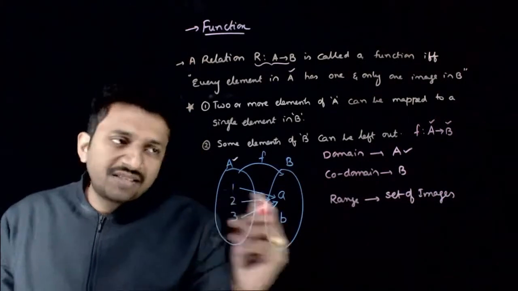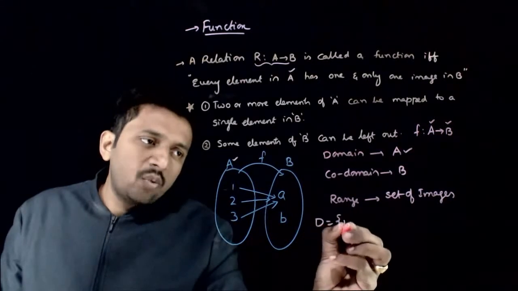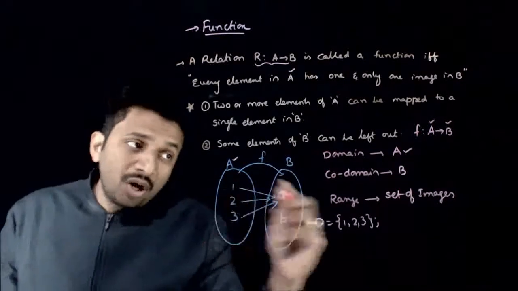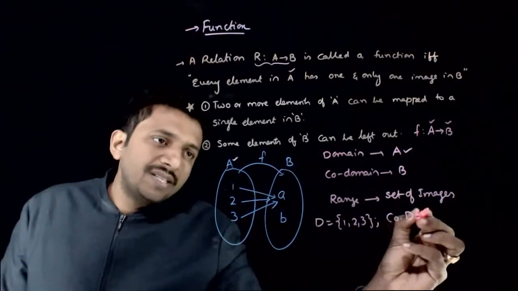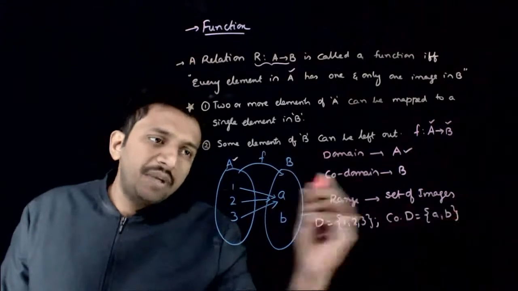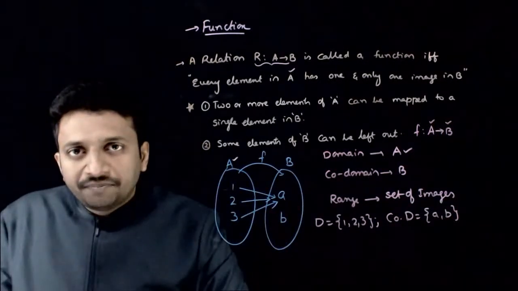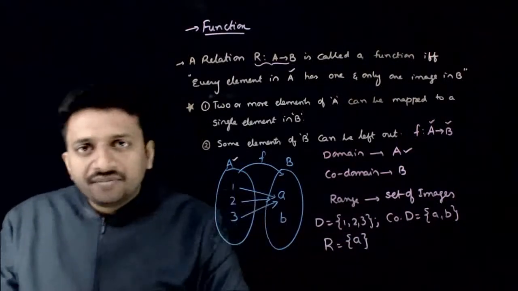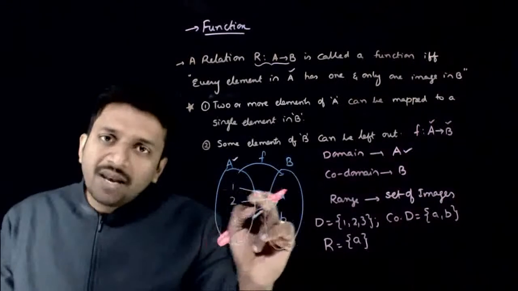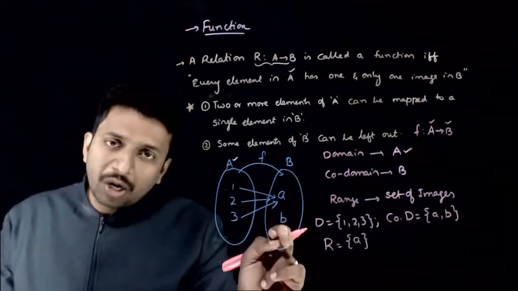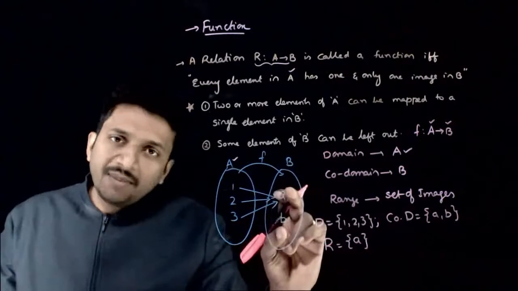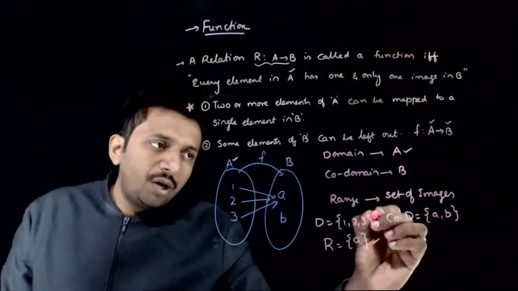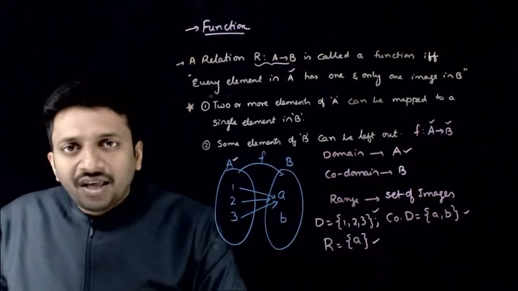So for example, if you take this set, the domain is nothing but the set 1, 2, 3. That's the domain of this function. What is the codomain of this function? Codomain is nothing but the set containing A and B. And the range is the set containing A, because only A is mapped from some elements of the domain. B is not mapped, so B does not come in the range. So B comes in the codomain, but B does not come in the range. I hope you have understood what the domain, codomain and range of a function are.